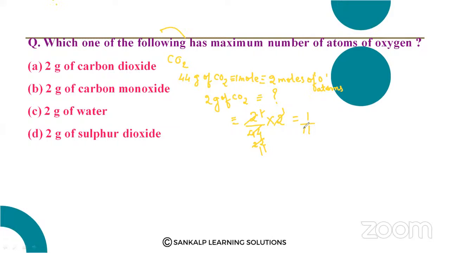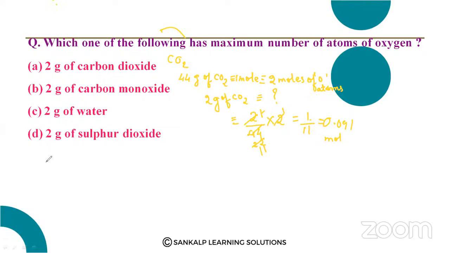So for 2 grams of carbon dioxide, how many moles of oxygen atoms are present? You have to relate this and cross multiply. It will be 2 into 2 divided by 44, which comes to 1 by 11. After solving this, how much are you getting? It will be 0.091 mole of oxygen atoms. This is with respect to option A. We have to calculate like this for all other options and see which has the maximum.